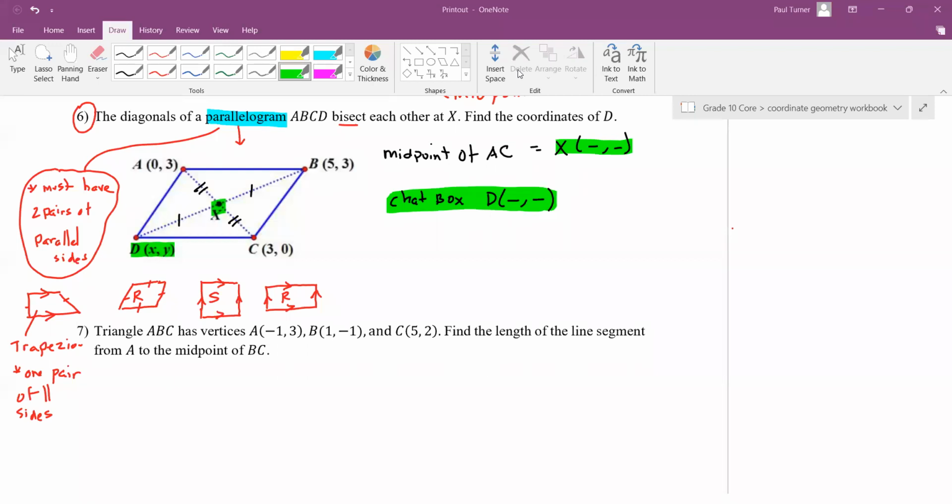Right, Napat, I just explained again about question 6. So what you need to do here is find x, that's the midpoint of AC. So use your midpoint formula to get x, and then use that x value to get D. And x is also the midpoint of DB as well. Okay, so you do that.